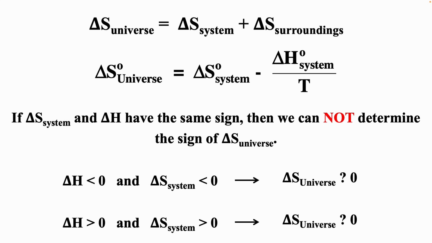Now, I should mention delta H is always of the system. For entropy, you have to be careful and watch: are we talking about the system, the universe, or the surroundings? But delta H is always for the system. So if the change in entropy of the system and the change in enthalpy of the system have the same sign, then because of that negative sign, we can't be sure about the sign of delta S of the universe. It will actually depend on temperature, whether or not it's spontaneous or non-spontaneous.